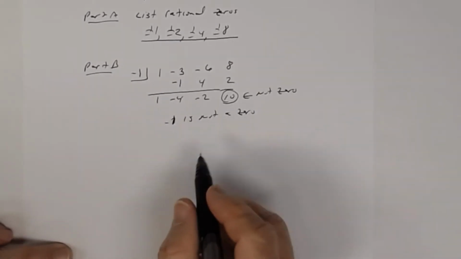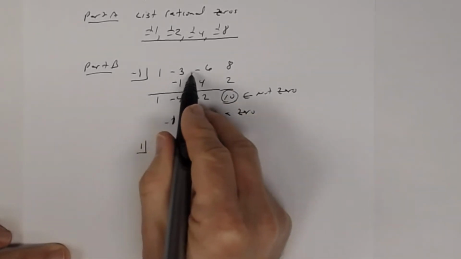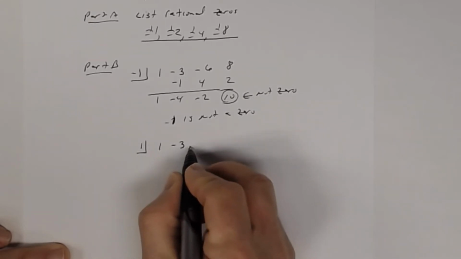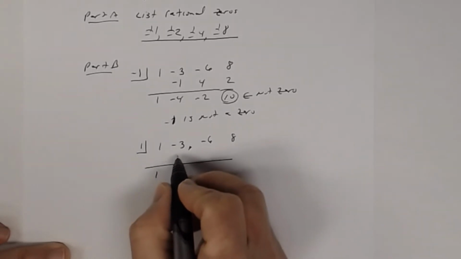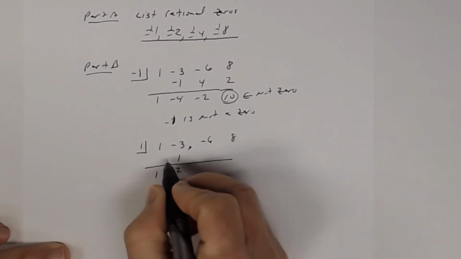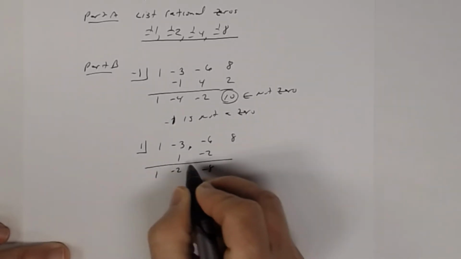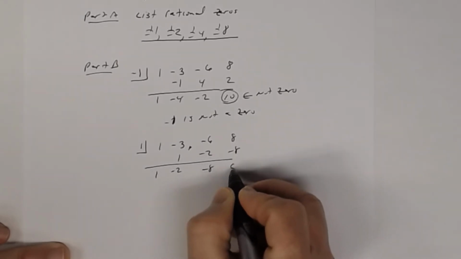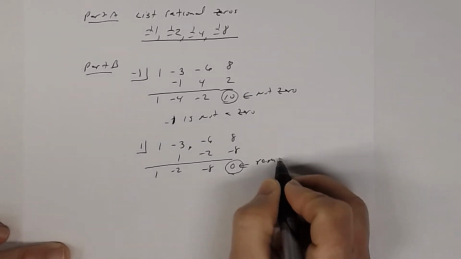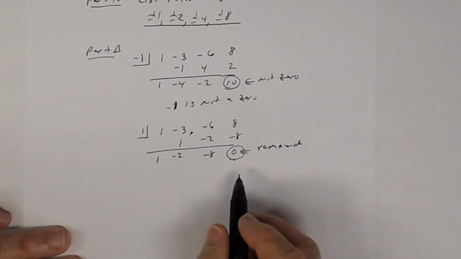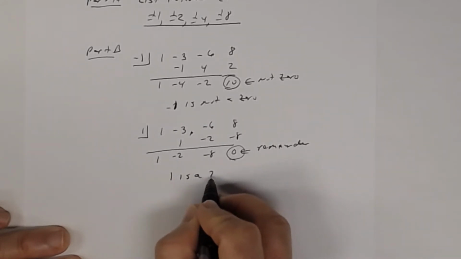So let's try +1 instead. Let's see if 1 is a zero. Same coefficients: 1, -3, -6, and 8. Bring down the 1. 1 times 1 is 1. Add, you get -2. Multiply, 1 times -2 is -2. Add, -6 and -2 is -8. Multiply, 1 times -8 is -8. And when I add, I get 0. So my remainder is 0. Since the remainder is 0, remember what that means? That means that 1 is a zero.